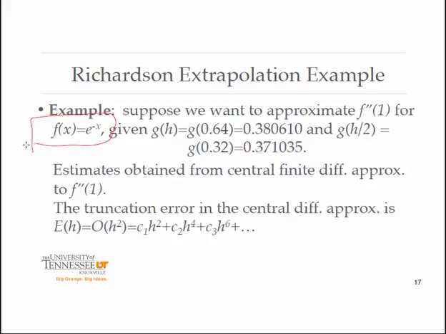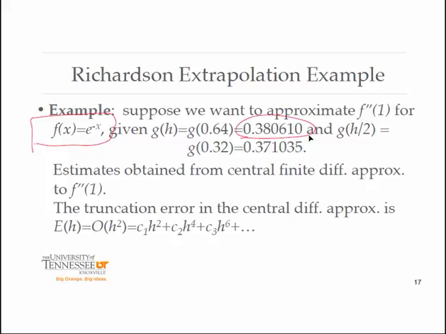And so what this would mean is that we would approximate our function e to the minus x using a step size of h. Let's suppose it's 0.64, and we would get a result using an order h squared method for central differencing, and we would get this value, 0.38061. And then we would halve that value for the step size and use 0.32.